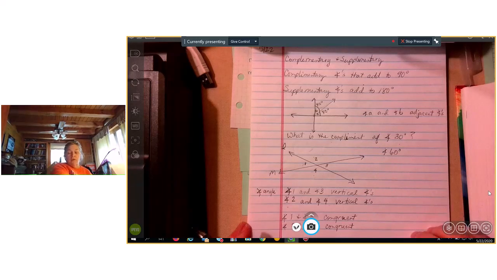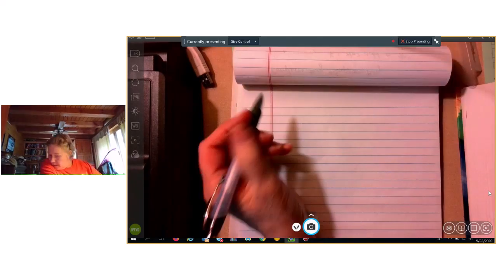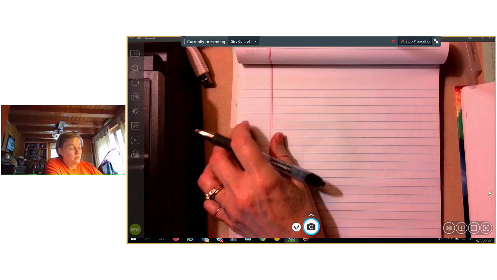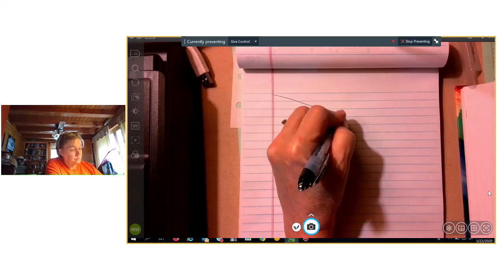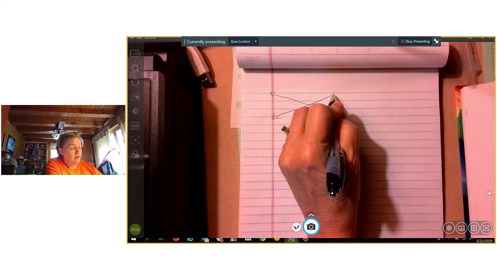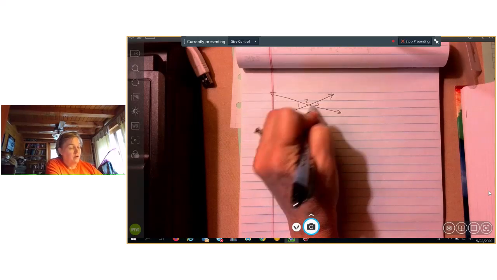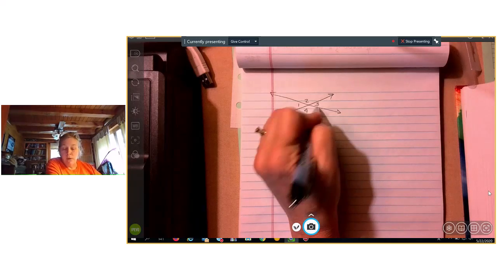So let's go to what we're going to be talking about as the vertical angle theorem. I showed you where we just have an intersection with one point, and we have vertical angles, and we know that our vertical angles are going to be the same measurements, which are going to be congruent.